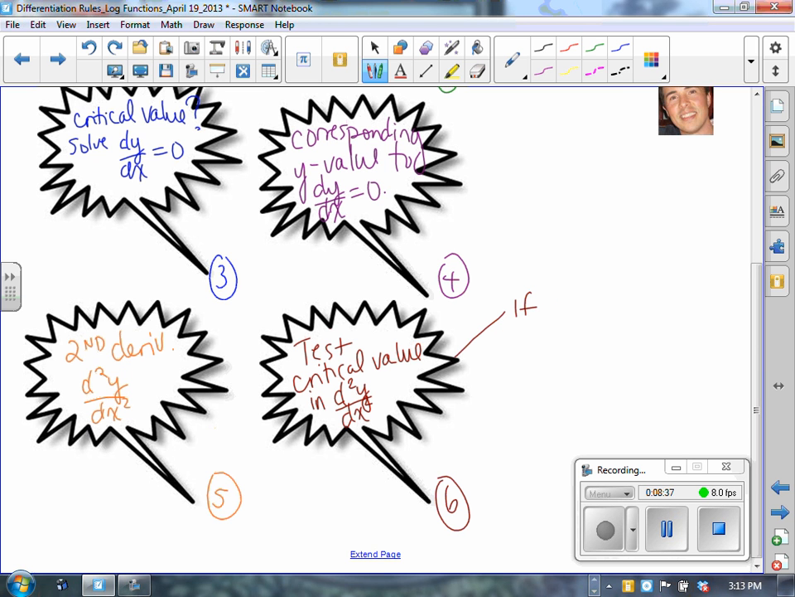So if d2y by dx2 for a particular critical value of x, whatever that number is, was greater than 0, right? That implied that you would have a min. Okay, so a positive value when evaluating the second derivative for the critical value gives you a positive. You're going to have a minimum. So that'll be good news if we test it and we come up with that.